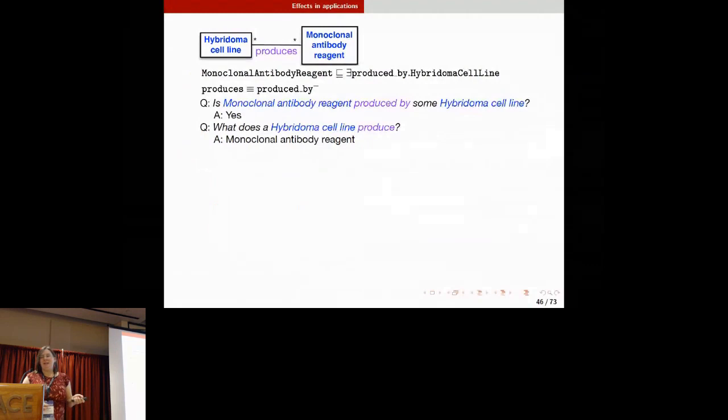So here, to give that as an example, we have our hybridoma cell line again. A sample formalization thereof, and we can generate those pretty questions. This monoclonal antibody reagent produced by some hybridoma cell line, and then we'll give an answer yes, because we have that in our ontology. So all fine and all good, we get this working in that way.